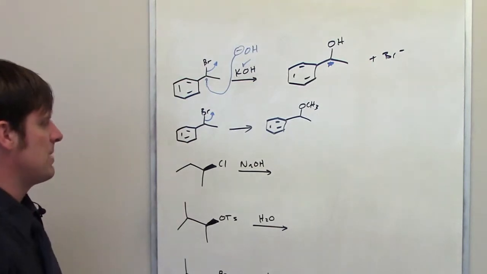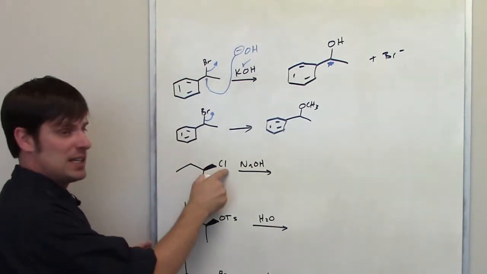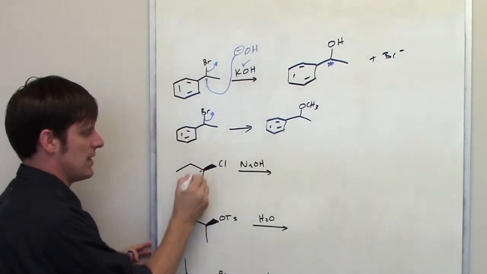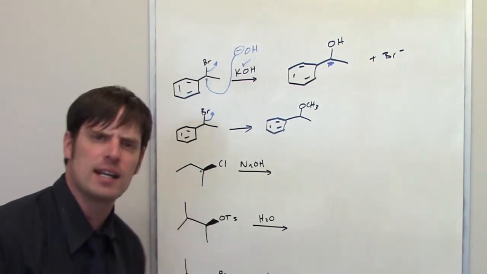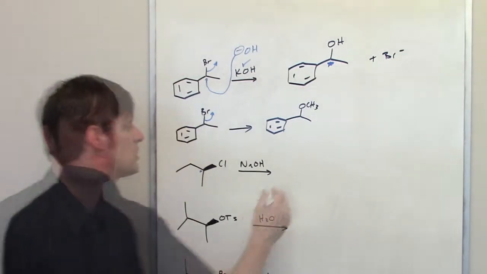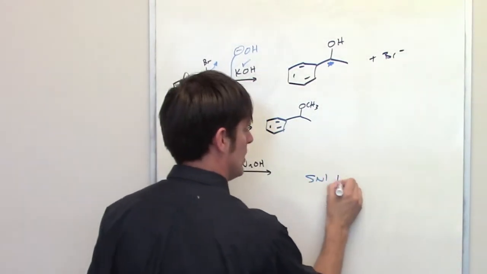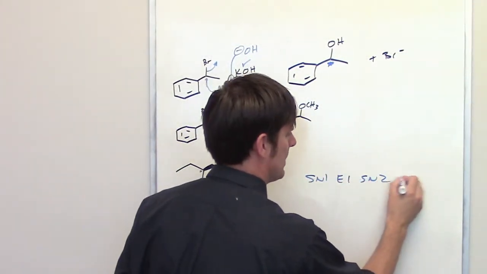Now looking at this example, is my carbon bonded to my leaving group, in this case a chlorine, so I'm talking about that carbon right there, primary, secondary, or tertiary? Well, it's secondary, which means that it could be any of the above. So I'll go ahead and write them all down. SN1, E1, SN2, and E2. Now I go to my next question.